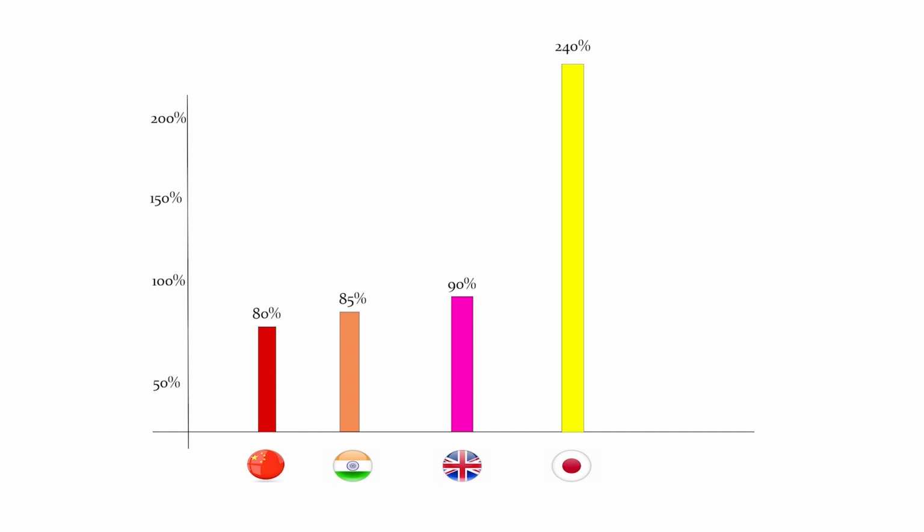India has a debt to GDP ratio of 85%. UK has a debt to GDP ratio of 90%. And highest among them all, Japan has a debt to GDP ratio of 240%. It means Japan has 240% of its economy as debt. When it comes to America's case, America has a debt to GDP ratio of 130%.